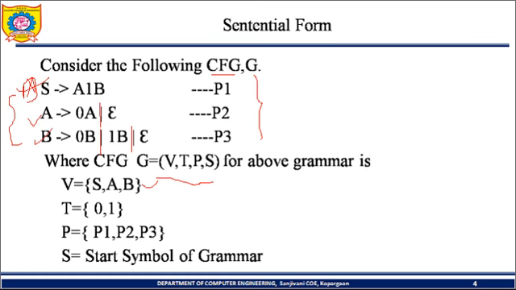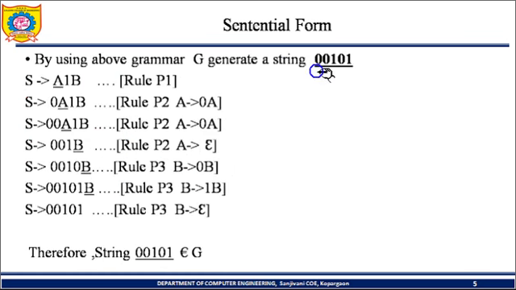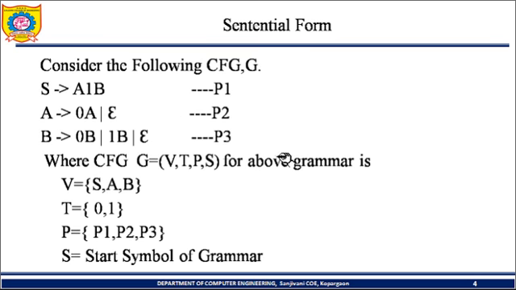Now with the help of the above grammar, we want to generate the string 00101. By using the above grammar G, we generate the string 00101, or we check whether this particular string is generated with the help of the given grammar or not. So by using sentential form, we're going to generate the string.